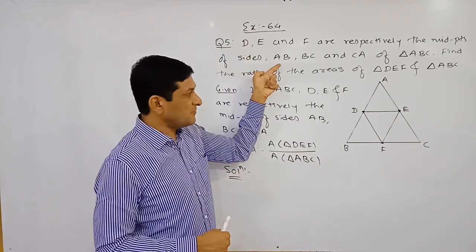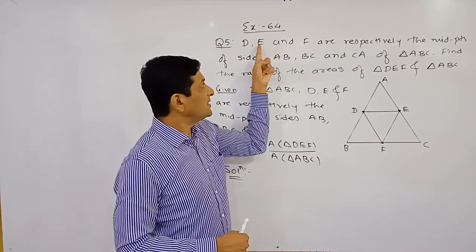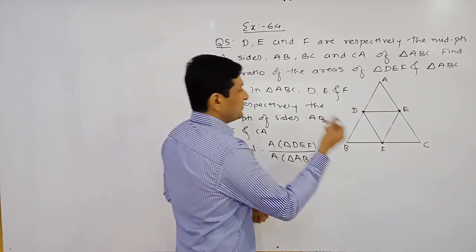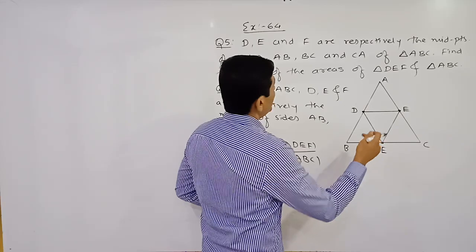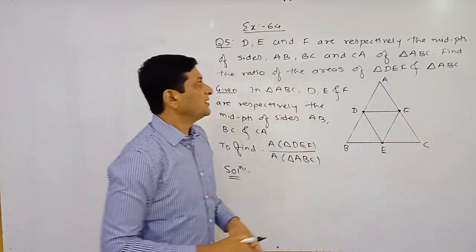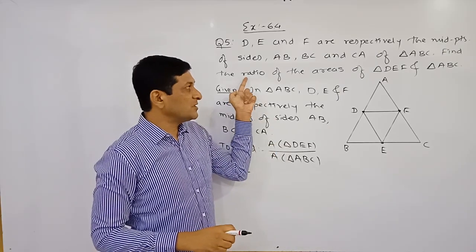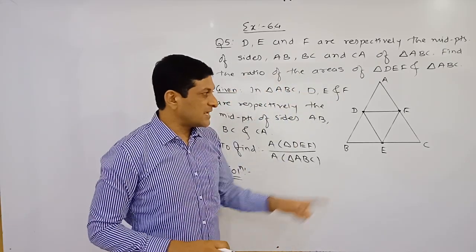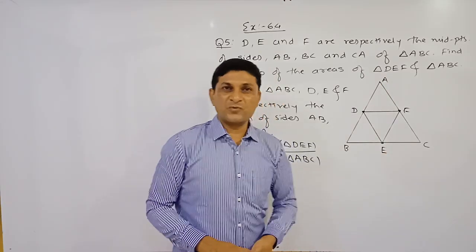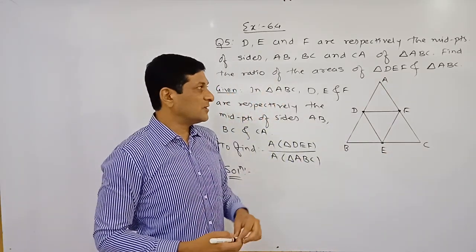D is the midpoint of AB, already it is shown in the figure. E is the midpoint of BC and F is the midpoint of AC. These are the given conditions. Using these given conditions, the question is to find the ratio of the area of triangle DEF and triangle ABC. So let us try to find the ratio of the areas of these two triangles.